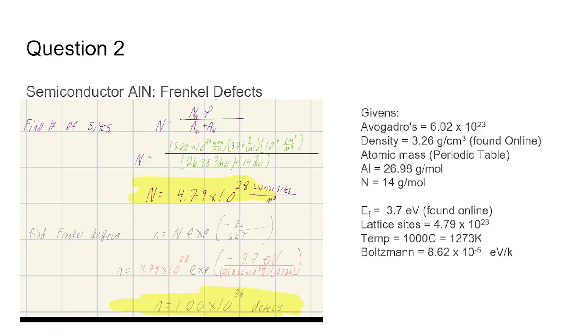Now for our semiconductor aluminum nitride, it's the same procedure to find the number of Frenkel defects. First we have to find the number of atomic sites by inputting our givens. That yields 4.79 times 10 to the 28 lattice sites in a cubic meter. Then to find the Frenkel defects, we do the same procedure, input our givens, and that gives us 1.0 times 10 to the 36 Frenkel defects.